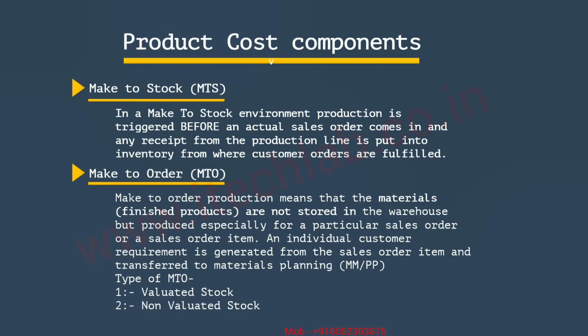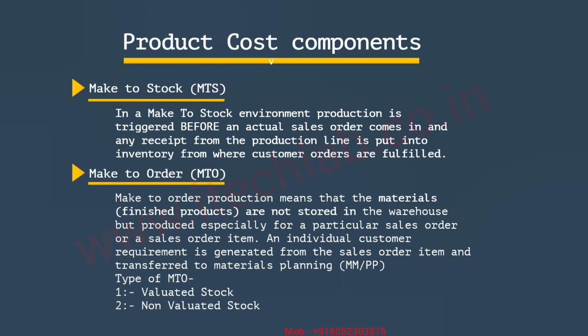Why did I choose the presentation over here? To make your understanding clear, what does this mean, make to stock and make to order. There are others also, engineering to order, ATO and other functionality, but these two are mainly commonly used in all the business processes and in manufacturing.